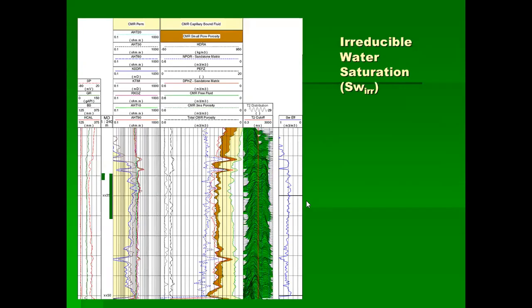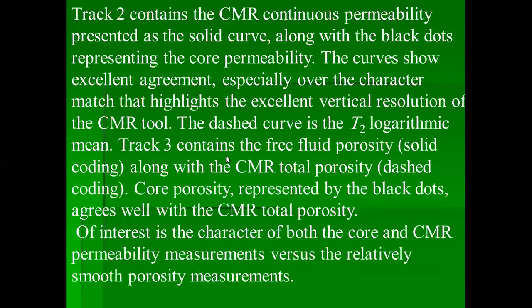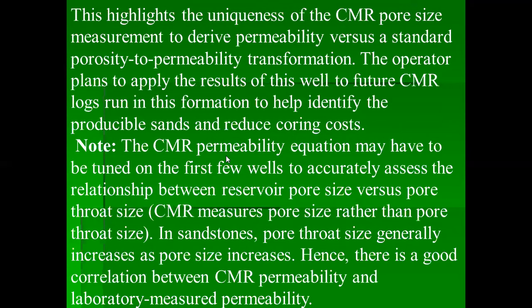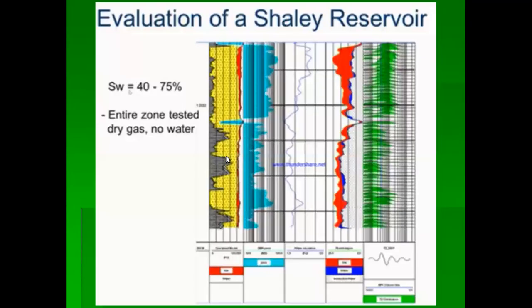Also, some illustration about CMR versus conventional core. The CMR will provide a good correlation with the permeability obtained from conventional core analysis. So there will be a good correlation between permeability obtained from CMR, or in general NMR logging tools, and the permeability obtained from core samples.